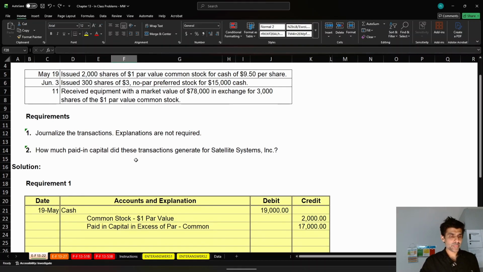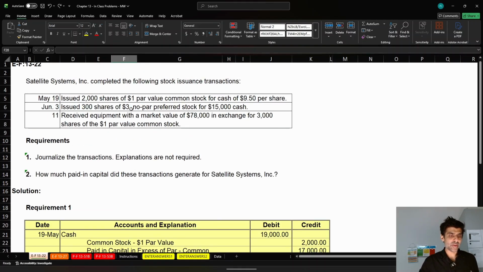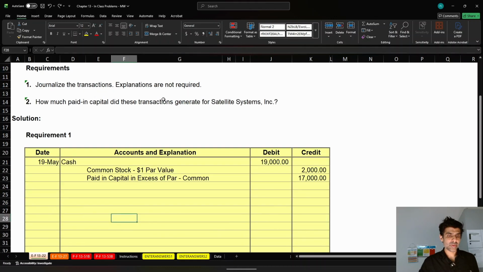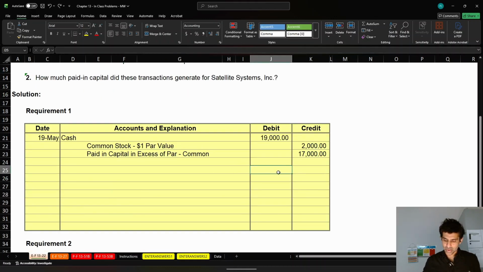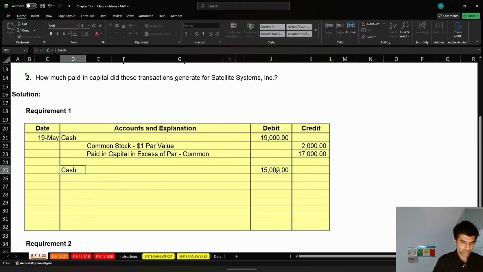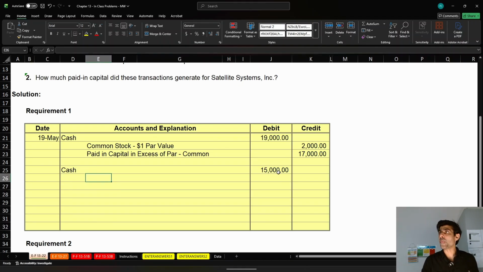Okay, so the next one is issued 300 shares of $3 no par value preferred stock for $15,000. Okay, so I already know I'm bringing in $15,000 cash, and we don't have to do the par value and this paid in capital in excess of par because this is no par value preferred stock. So we're just going to be able to do preferred stock 15,000. Okay, so that one is simple because there's no par value.